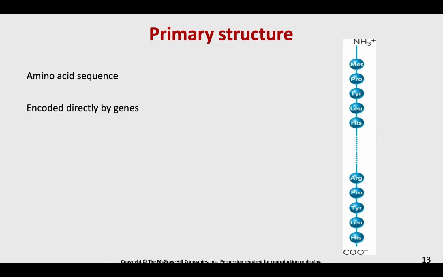So primary, this is the basic structure of a protein. All right, you can't get more basic than this. This is simply the amino acid sequence. All right, so what amino acids are in the specific sequence of the polypeptide? And again, these amino acids are different only by their R groups, only by those side chains. Now this is going to be encoded directly by our genes. All right, this is embedded in our DNA and how to produce these amino acid sequences.